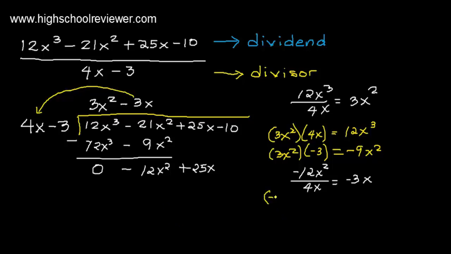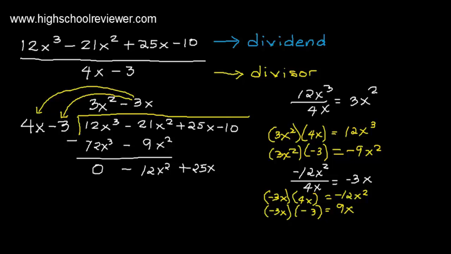So we will have here negative 3x multiplied by 4x, and this will give us negative 12x squared, and then multiply negative 3x to negative 3. So negative 3x multiplied by negative 3, this will be positive 9x.